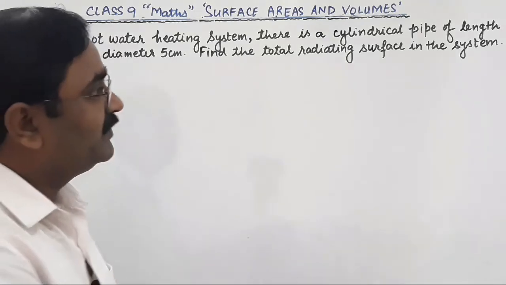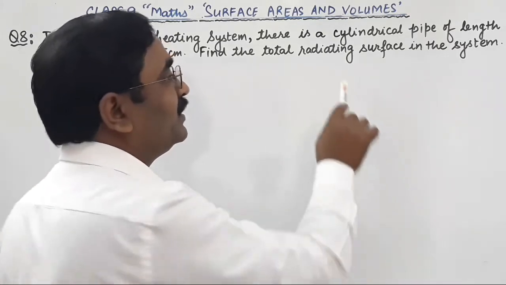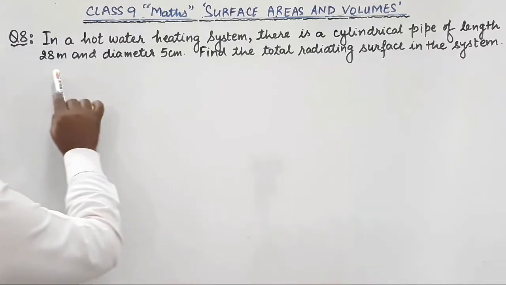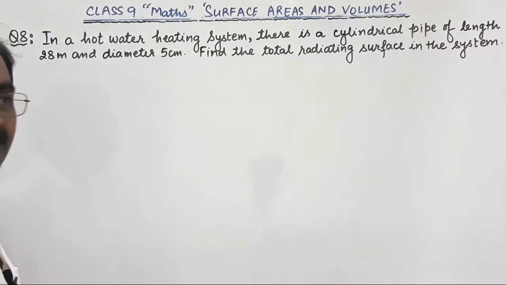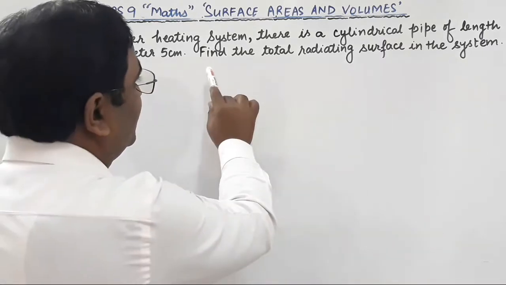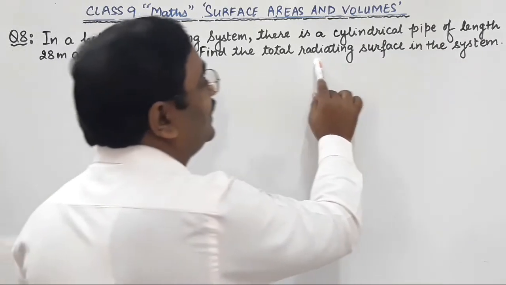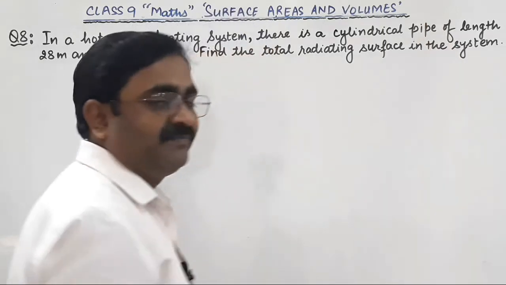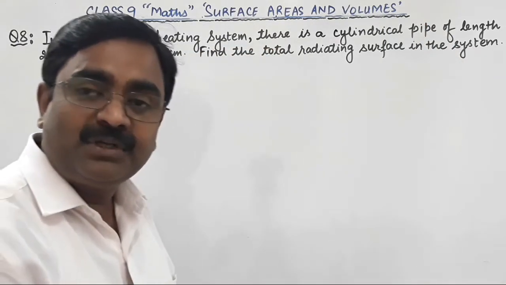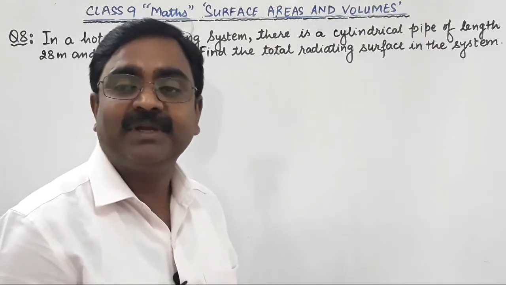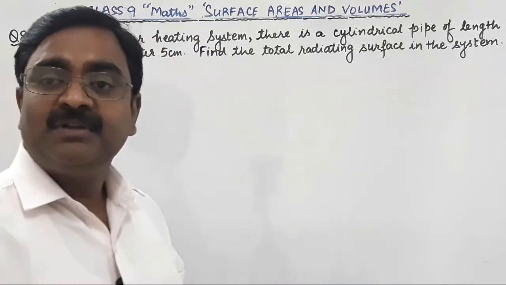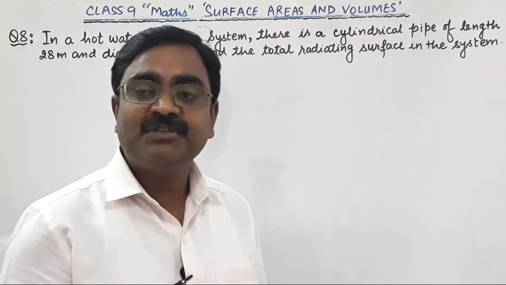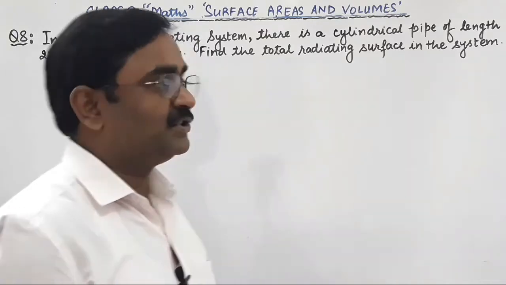In this system, there is a pipe whose length is 28 meter and diameter is 5 centimeter. As the diameter is 5 centimeter, find the total radiating surface in the system. To find the total radiating surface, we should find out the curved surface area of this pipe. So first of all, we should write all the information which is given in the question.